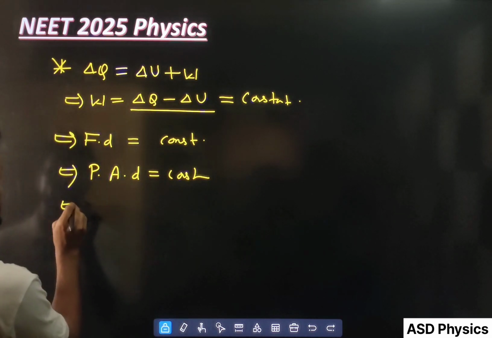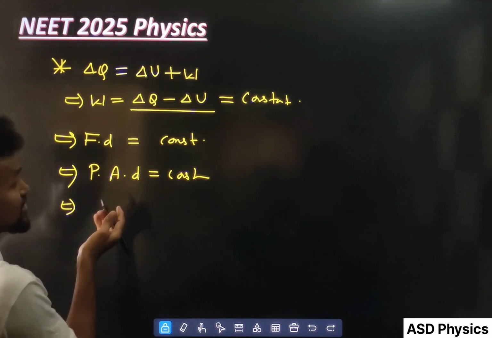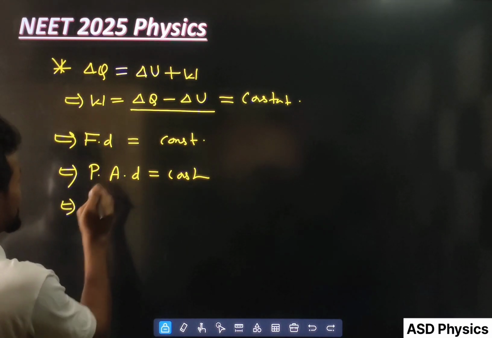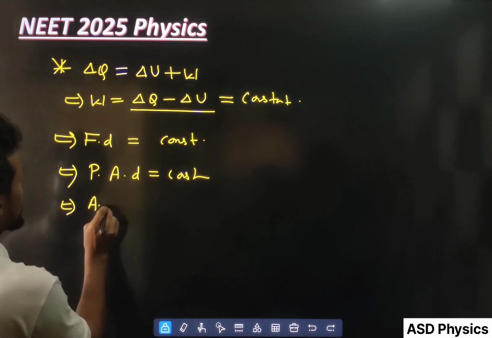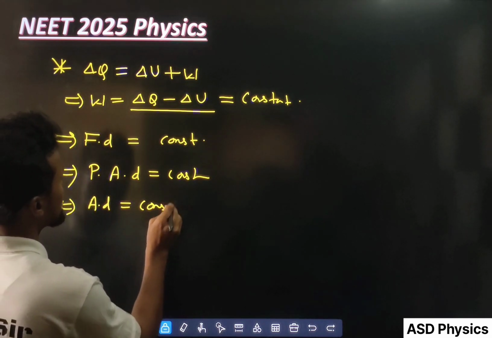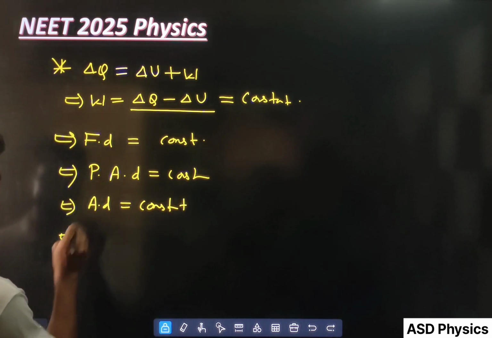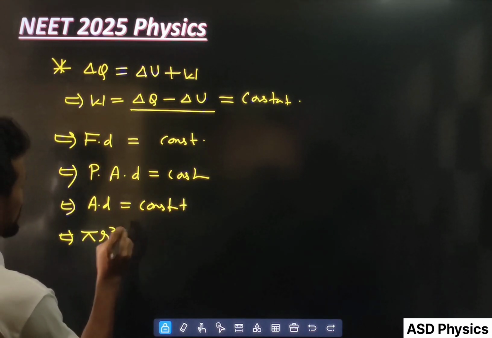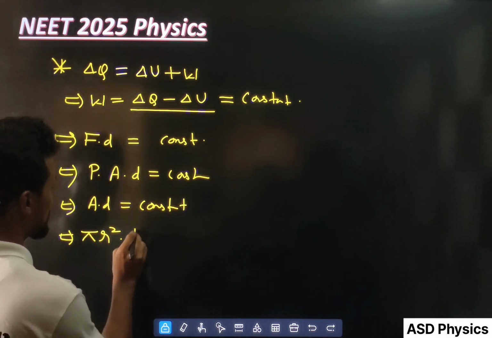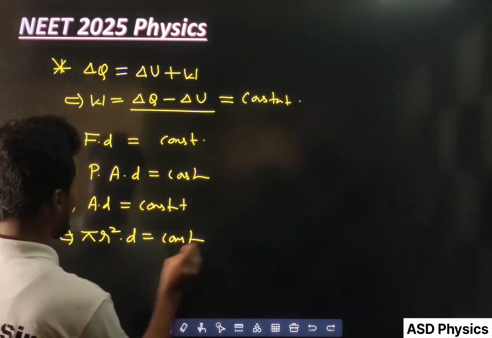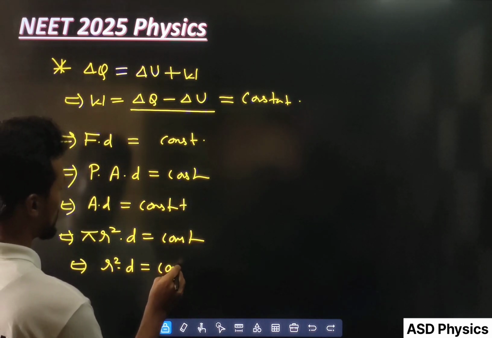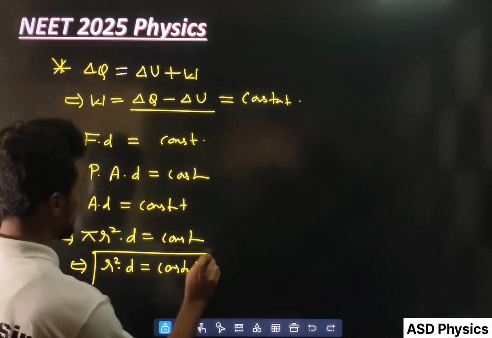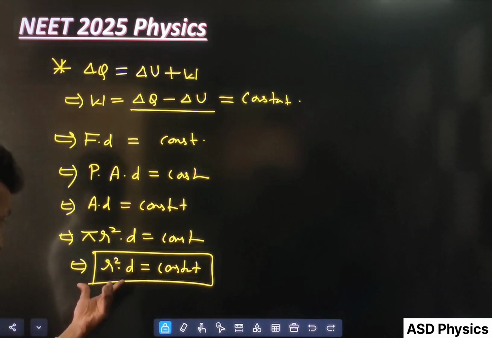Now pressure is anyhow constant. So pressure will go to this side, constant by constant, again constant. So we can write A into D is also constant. See, area means pi r square, no? Cross sectional area into D is constant. So pi is also constant. That means r square into D, students, is constant. This is the basic thing we have to reach. R square into D is constant.